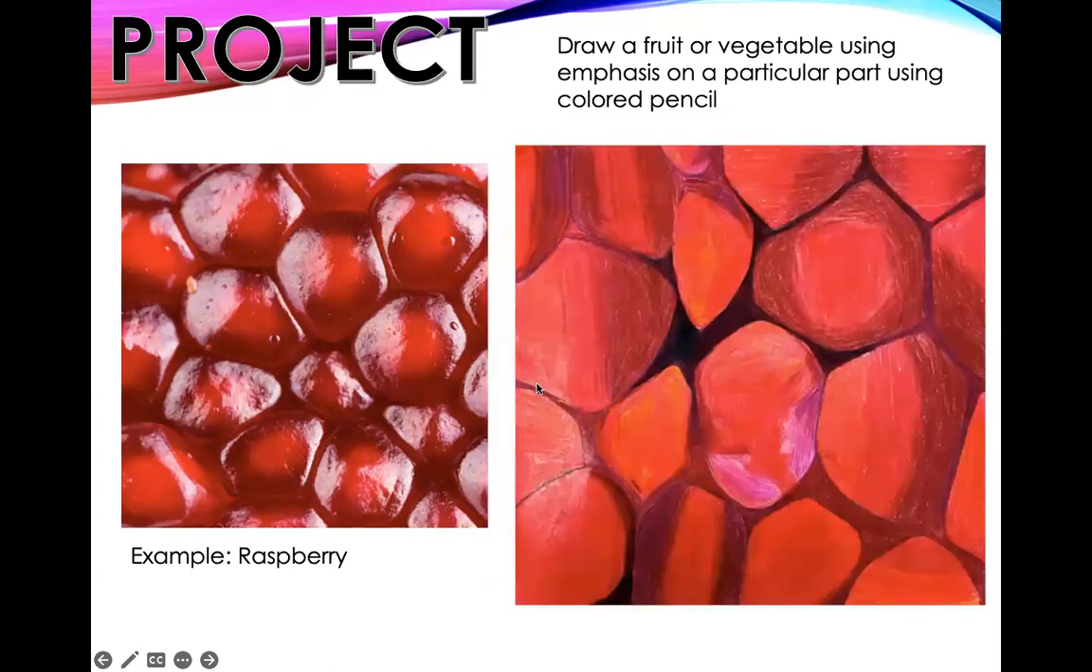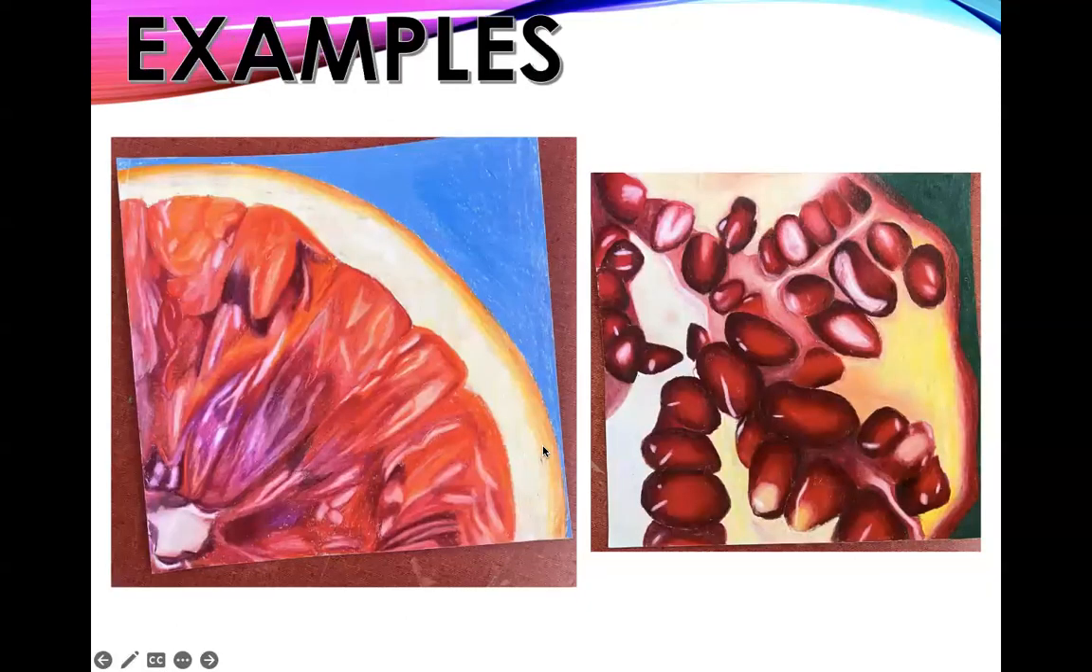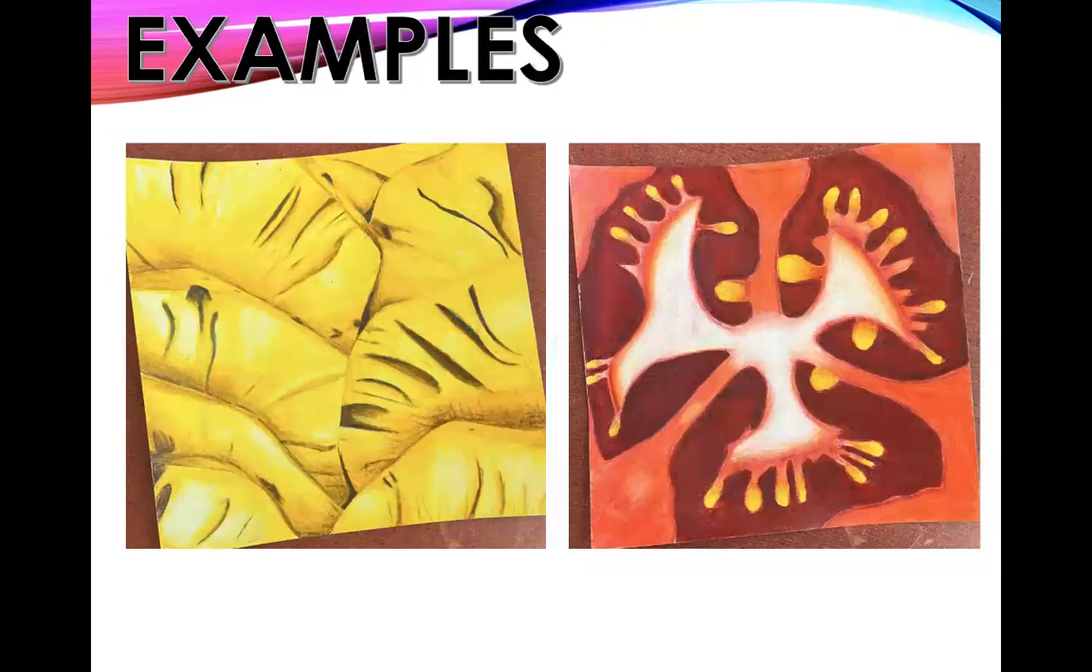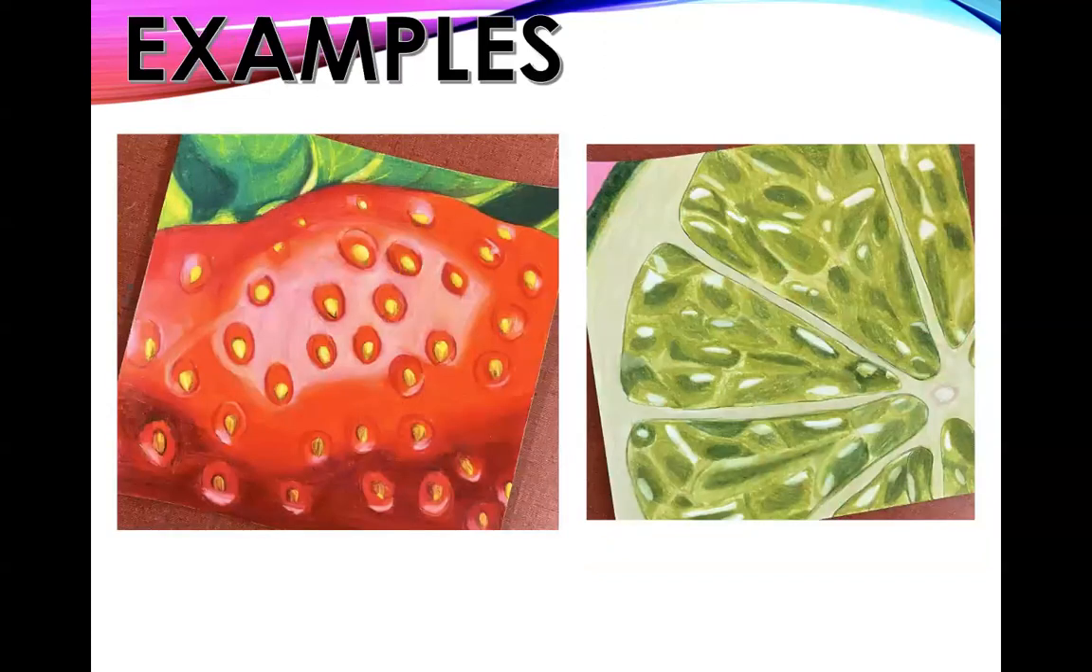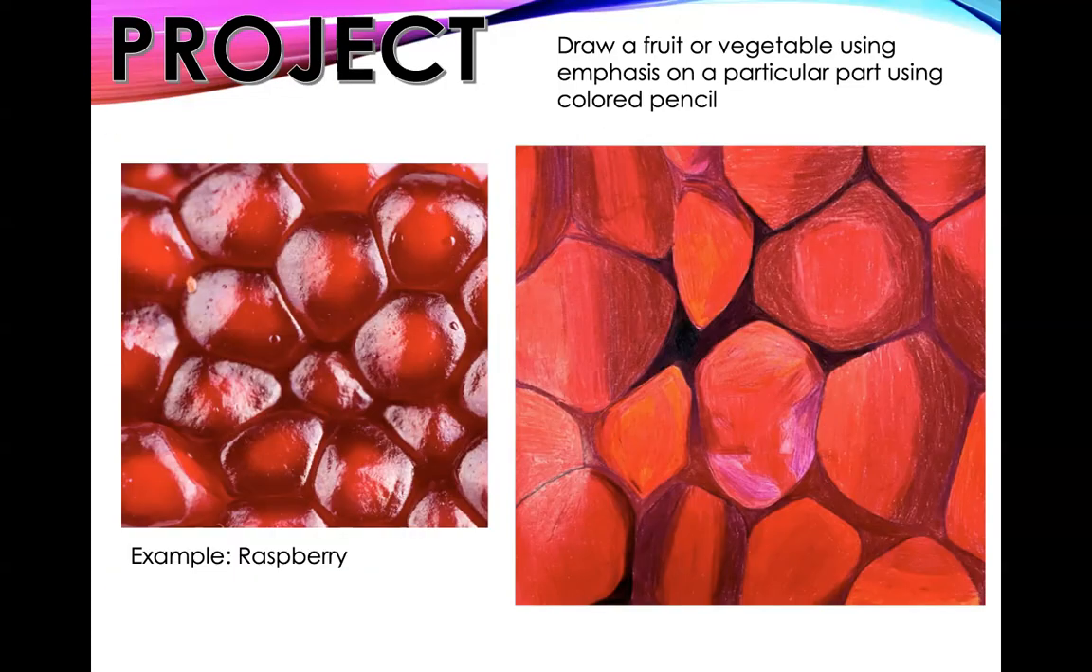So here's the photograph, and here was the student's artwork from last year. This is not mine. This was the students from last year. So as you can see, we're going to do a colored pencil drawing. We're going to take emphasis of a certain piece of a fruit or vegetable, and you're going to do a drawing of it. All right. So we'll talk a little bit more about this tomorrow, but I just kind of wanted to show you what we're going to do.